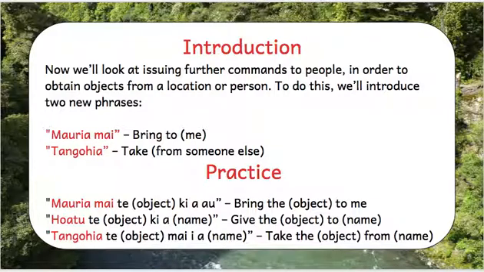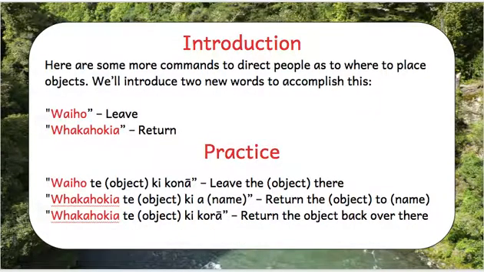Right, we're going to look at a couple more. The next two that we're going to look at are waiho, as in leave, and whakahokia, as in return. Right? Waiho te puka puka ki kōnā. Leave the object there. As in kōnā, way over there. So waiho te rorahiko ki kōnā. Leave the computer there. Right?